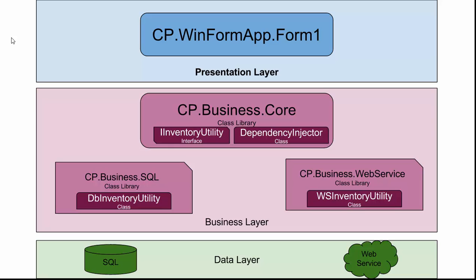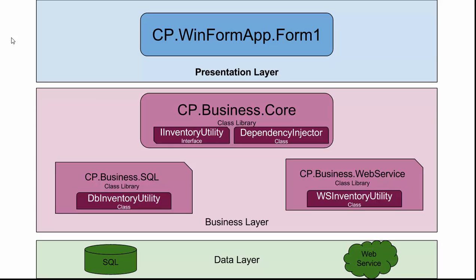So those methods and those properties that we define in our interface become vitally important, because the only way that the presentation layer at the top can talk to that database is through this inventory utility interface. These layers that I have stacked the way they are, they're stacked that way intentionally because the presentation layer only sees the core. It doesn't actually see the SQL implementation. It doesn't actually see or know about the web service implementation, and it doesn't know about the data layer below it.